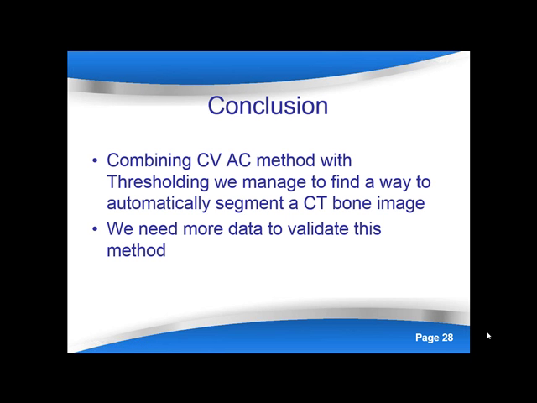Conclusion. We managed to automatically segment a city-bone image with a method combining Chan-Vese Active Contour and thresholding. However, we need more data to validate this method because we only applied this to 2 images.